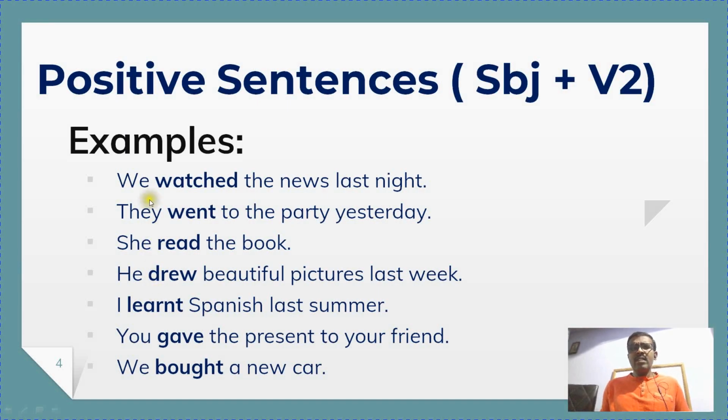Next slide is giving the details on positive sentences. So positive sentences are subject plus verb two form. Okay, let me give some examples. We watched. We is the subject. Watched is the second verb form. We watched. Right. They went to the party yesterday. You can add according to the sentence construction: SVO, SVA, SVIO, SVOO pattern. All the patterns will be suitable for this case.